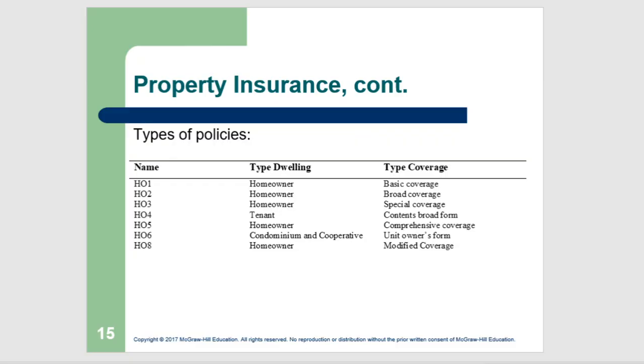So HO6 is for condominium and cooperative, right? If you own a condo, you own your unit, but there's also some shared responsibility. For example, you are not responsible for the roof. You probably pay an HOA fee, and then the HOA replaces the roof when it needs to be replaced. And so you don't have any insurable interest if there's a hailstorm, right? The hail comes, damages the roof, you have to replace the roof.